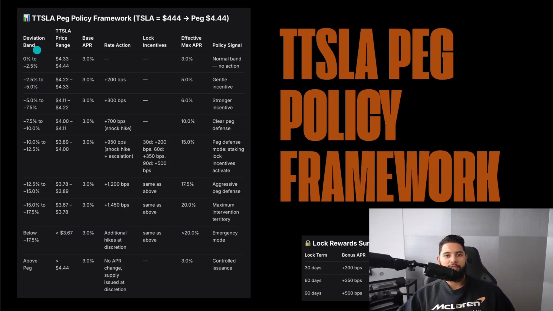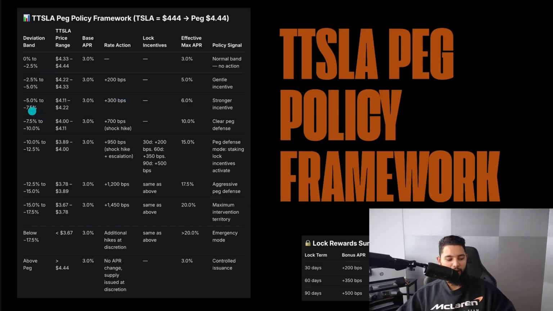If the price starts to deviate, so if TTSLA drops, and again, we're going to use the numbers in this framework, which are actually, ironically, pretty much what the market is right now. If the price of TTSLA drops and the price of Tesla remains where it's at, that means it's deviating to the downside. So tokenized Tesla is essentially losing its peg strength relative to TSLA. If it deviates between 2.5% to 5% below the current Tesla price, then the APR gets increased by 200 basis points, which means that it goes from 3% to 5%.